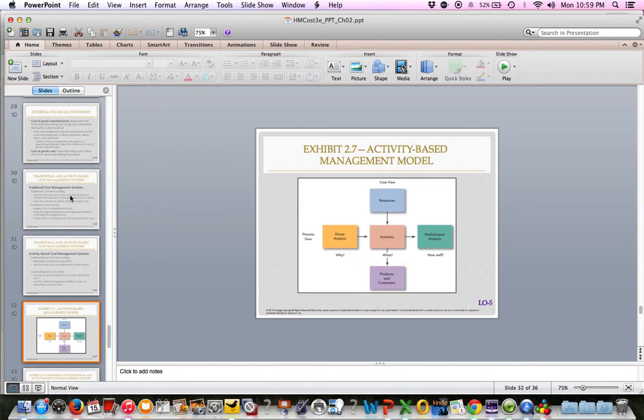An activity-based management model focuses on processes. Basically, what are the activities that happen to manufacture my product? And we look at what they call a cost driver. When this cost driver happens, there's a cost associated with it. We're going to focus on the process view, more along what drivers need to happen to manufacture a product, what activities are going to happen along with that, and then how that performance will turn out.